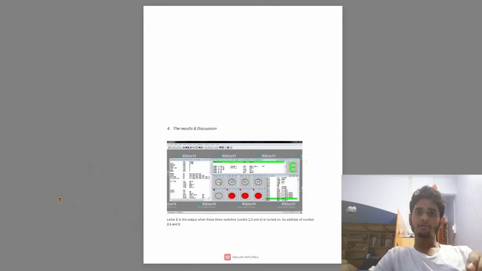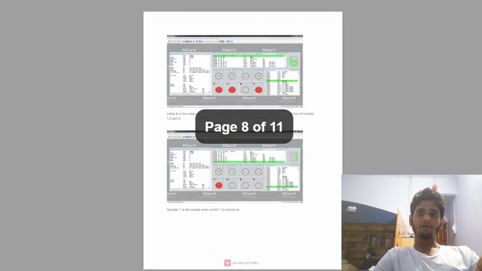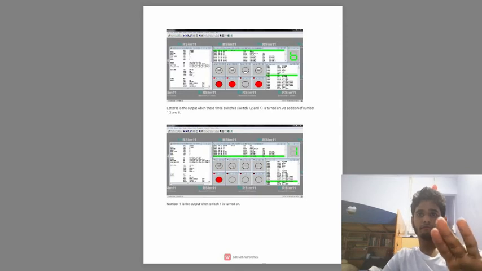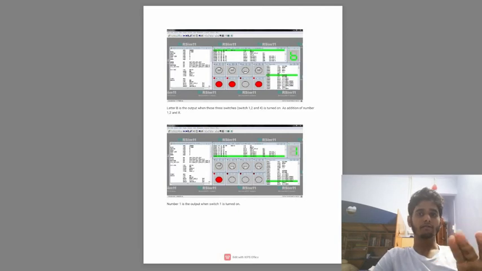Then the next one is displaying B. As we all know, in hexadecimal, B is equal to 11. So the switches which were on are 1, 2, and 8. So 1 plus 2 is 3, 3 plus 8 is 11. So it displays B.